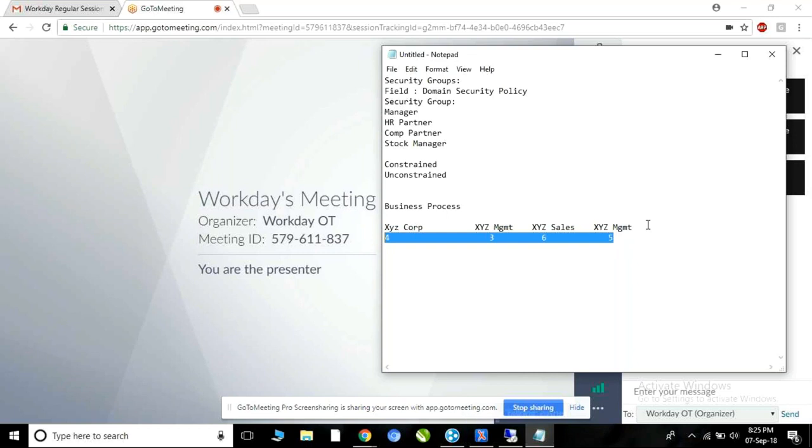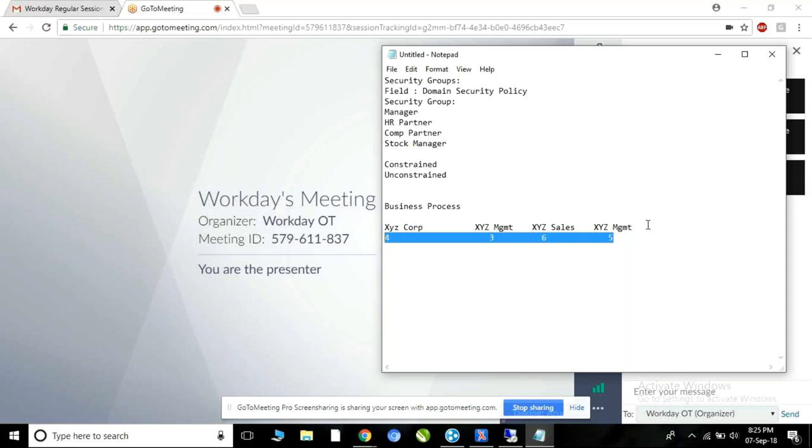Yeah, makes sense. But let's say you are creating a security group, and I want to create a security group as a constrained type, okay? Yeah. So when you say it is a constrained type, at the time of creating the security group itself, you need to say which supervisory organization it is going to be used by.